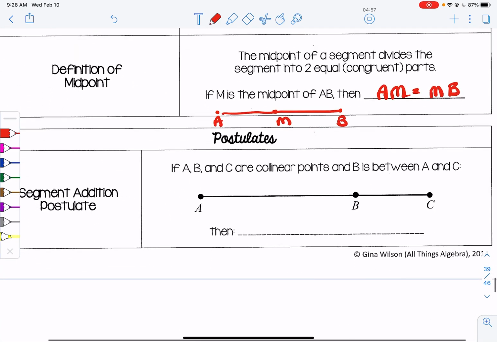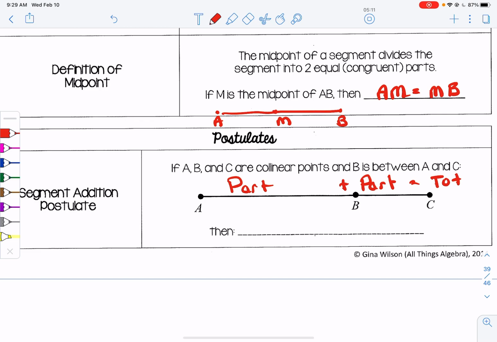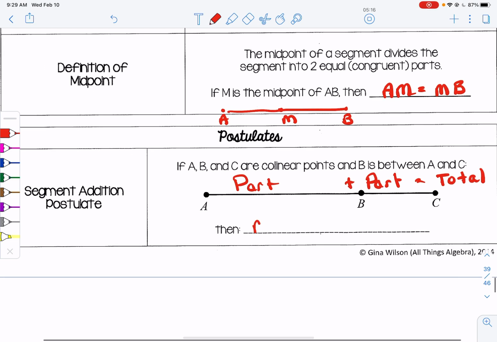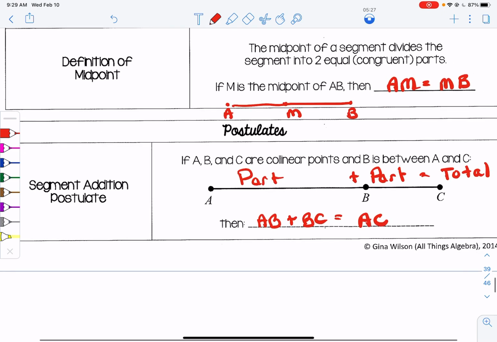Okay. And then the segment addition postulate, we've had this one too. This is the part plus the part equals the total. Okay, we've done this one before too. So the measure of AB plus the measure of BC equals the whole thing AC. And that makes sense. Okay. So these are just some of the fancy ways of saying what we already know.